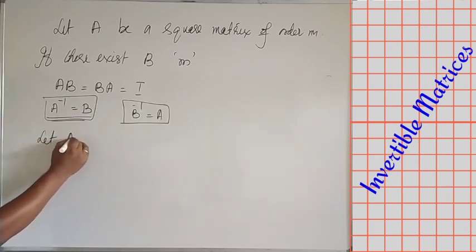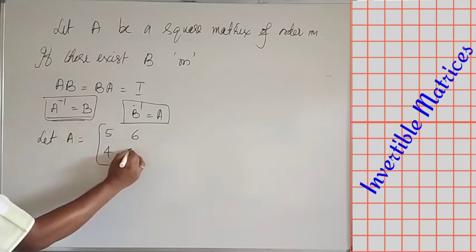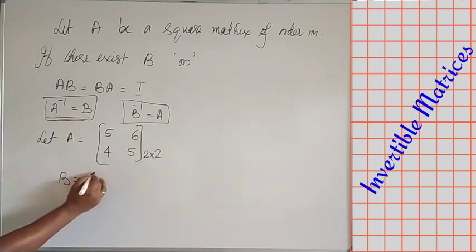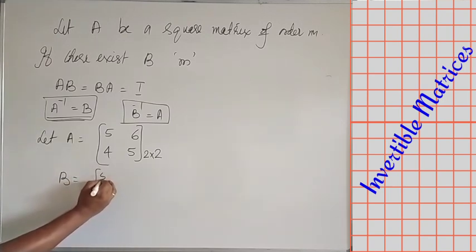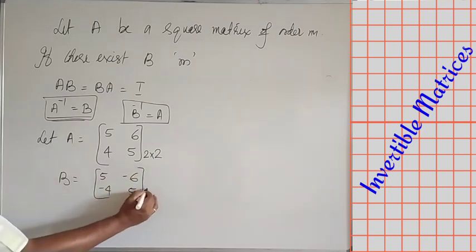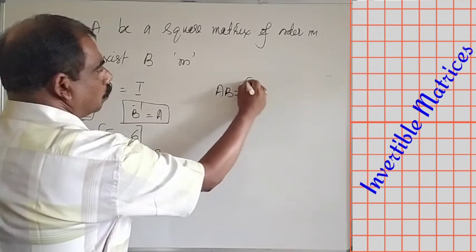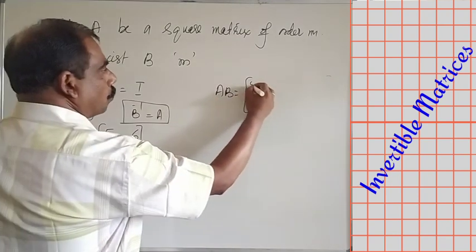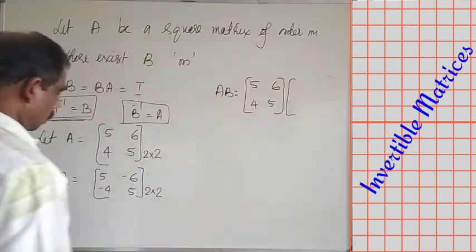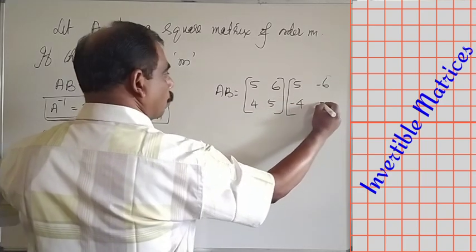Let A is equal to matrix 5, 6, 4, 5, which is of order 2 by 2. We consider another matrix B, that is 5, minus 6, minus 4, 5, which is of order 2 by 2. We now find A into B. A into B is equal to matrix 5, 6, 4, 5 into the matrix B, that is 5, minus 6, minus 4, 5.